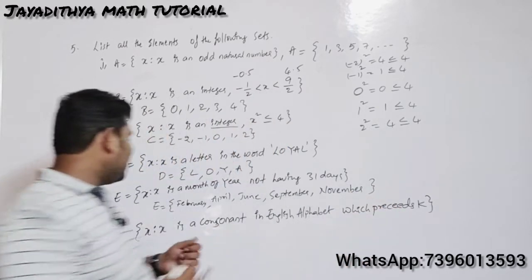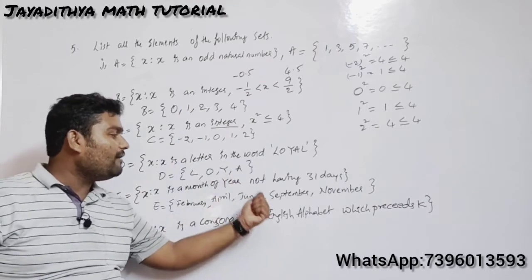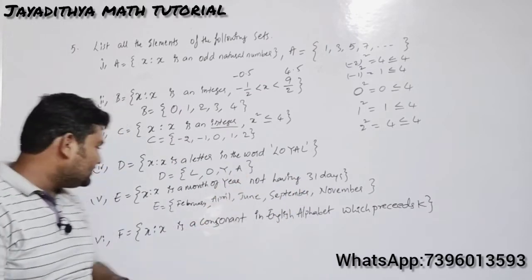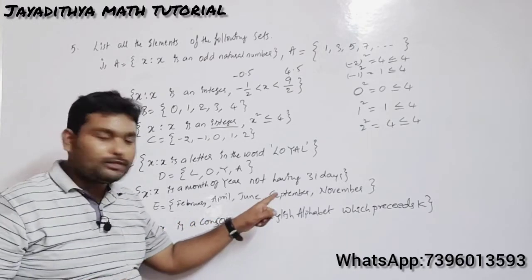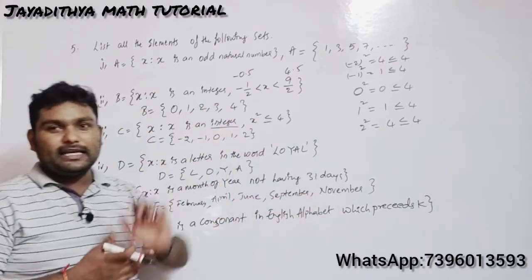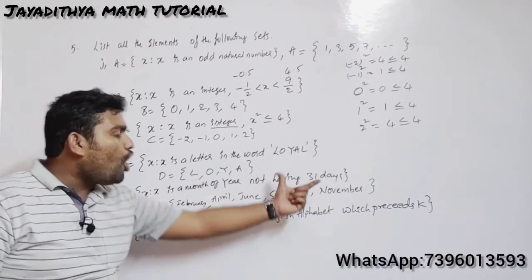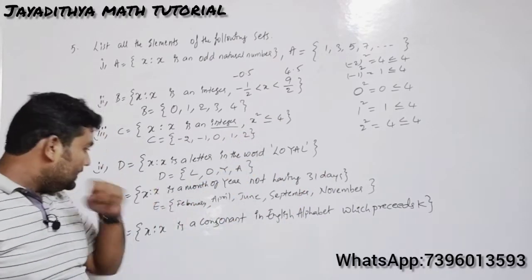So what is our set, Nana? Set is a month of year not having 31 days. So see here, February will not have 31 days, April will not have 31 days, June will not have 31 days, September will not have 31 days, and even November will not have 31 days. So all these months come under the given set.